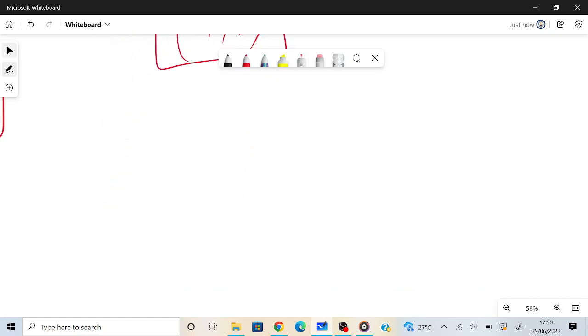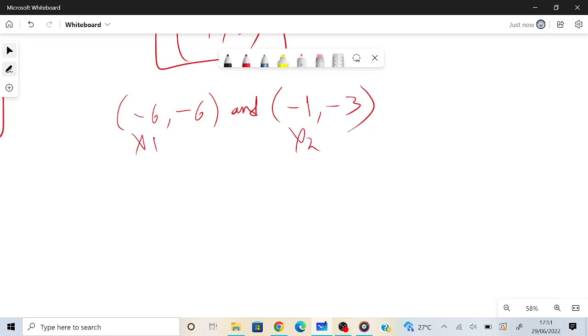On to the next example. This one says -6, -6 and -1, -3. We know our formula is (x1 plus x2) over 2, (y1 plus y2) over 2, and we know this is your x1, this is your x2, this is your y1, this is your y2.